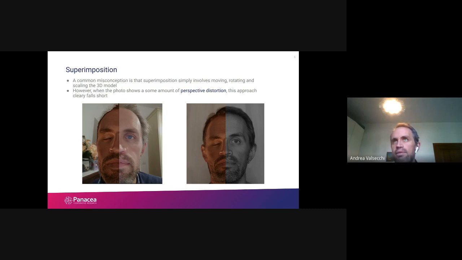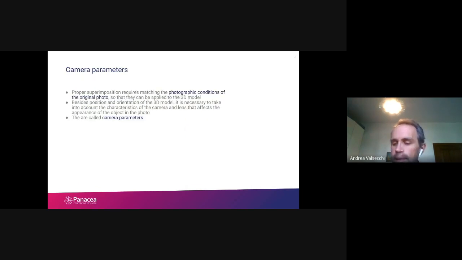So the idea that you can do a superimposition in Photoshop doesn't work because you cannot control the perspective distortion. You're not displaying the 3D model in a realistic way. You are displaying it like in a 3D editor, which is not what happens when you're using a camera. So the key fact here is that we need to take into account how a picture is taken. Making a superimposition is basically reproducing a photo, meaning that we want to produce the same photo by replacing the subject with our 3D model.